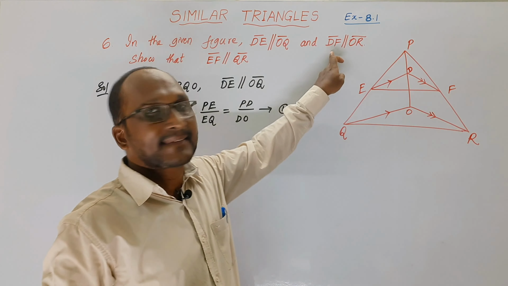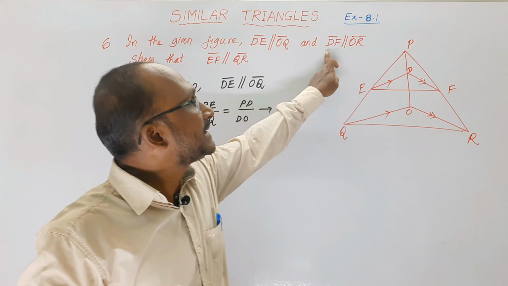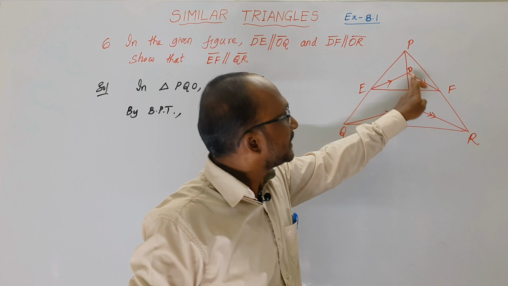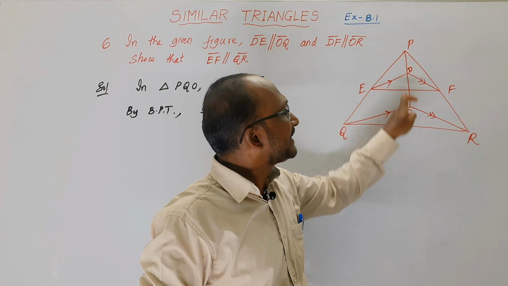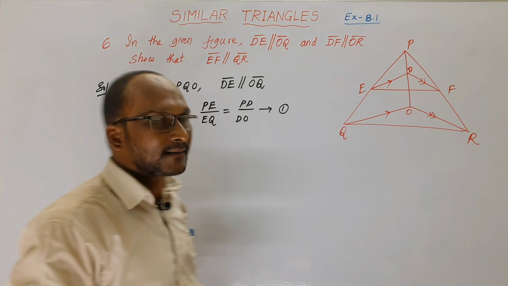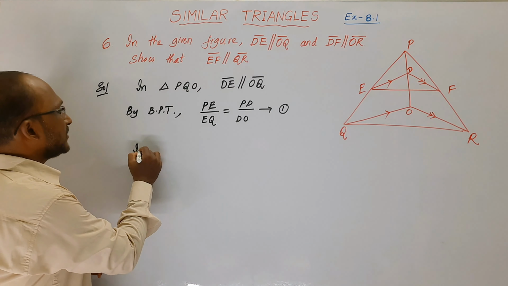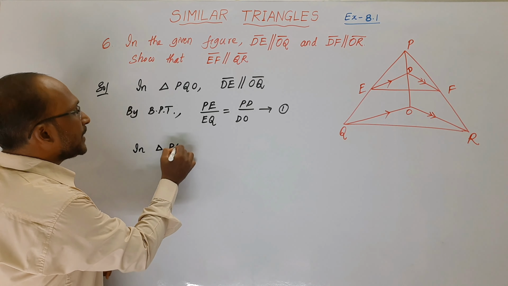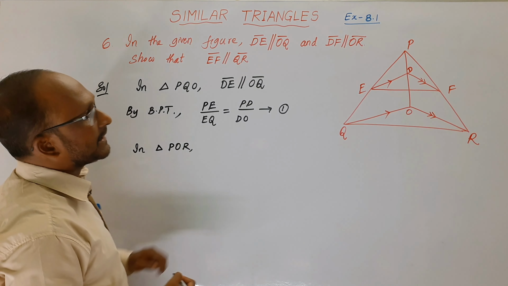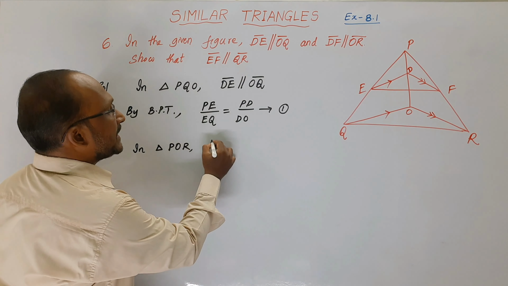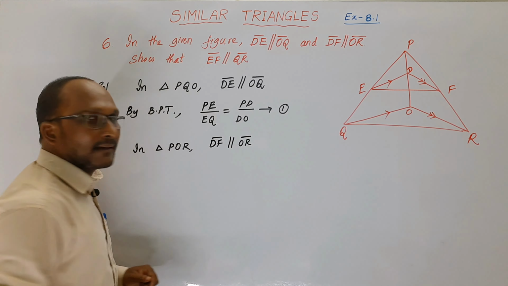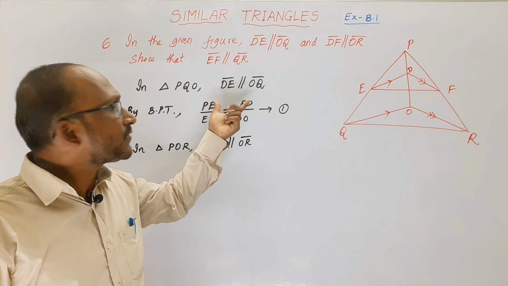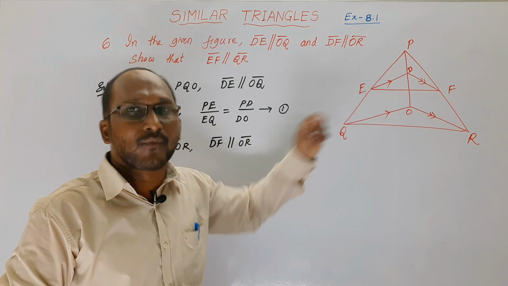Next, let us take the second condition. What is it? DF is parallel to OR. This situation is in the triangle POR. That's why in triangle POR, it is given that DF is parallel to OR. Again, the same situation as we had in the triangle PQO.